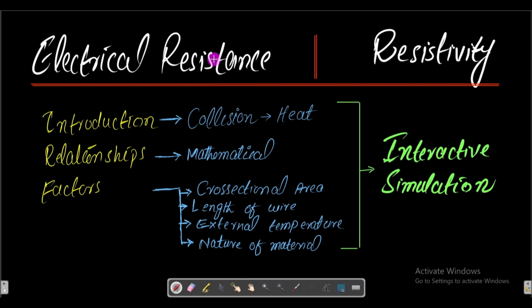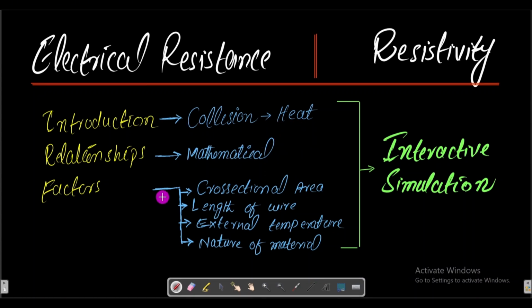Today in this video, we will discuss the difference between resistance and resistivity. First, we will introduce resistance, which is actually the collision that produces heat, and we will cover the topic of resistance in more detail. Then after that, we will find some mathematical relationships between the factors on which this resistance depends.